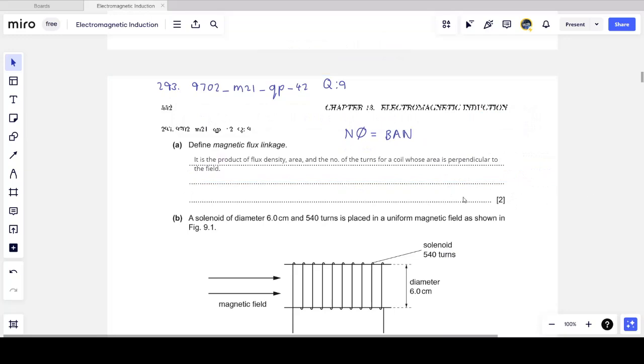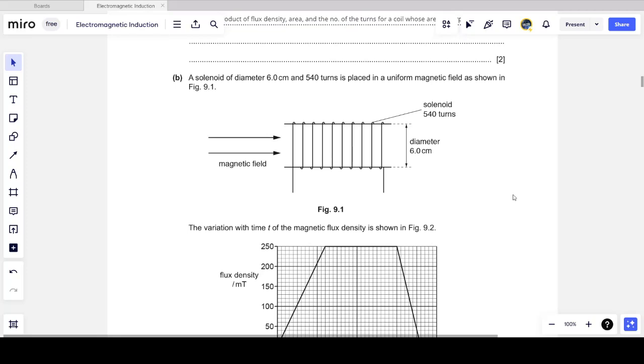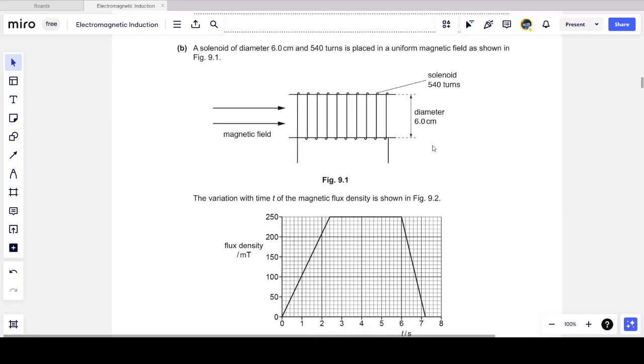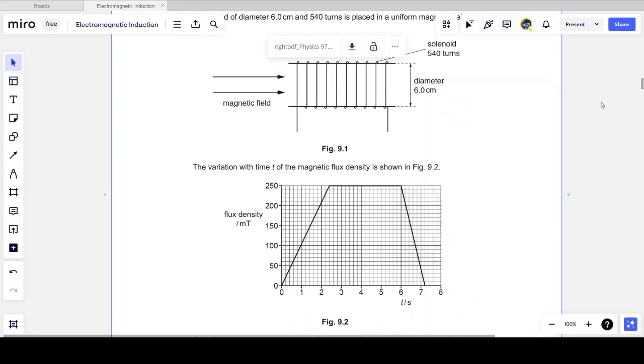And so the equation there was helpful in writing that definition. Now the next part of the question says a solenoid of diameter 6 centimeters and 540 turns is placed in a uniform magnetic field as shown in the figure. So we see the field is uniform, it's coming in parallel to the axis of the solenoid, and the diameter of this coil, of this loop, is 6 centimeters and the number of turns is 540. It's obviously been exaggerated in size here.